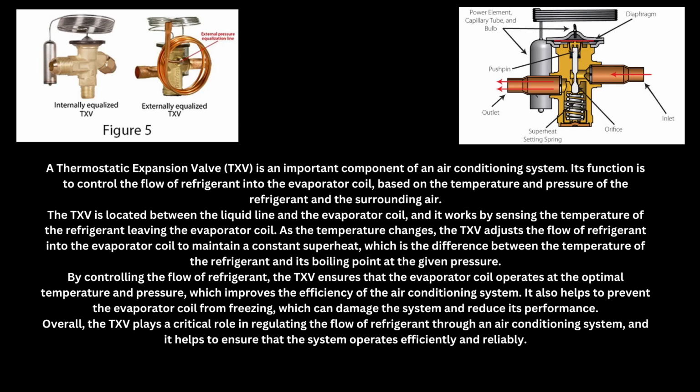Now, when I'm talking about the sensing bulb, if you look in figure 5 on the left-hand side, you'll see a little grayish bulb and a little coil that goes to it. That is your sensing bulb. And that sensing bulb has a little bit of refrigerant in it, and it is attached to the suction side of the evaporator, and it measures the refrigerant flow and the temperature range in it.